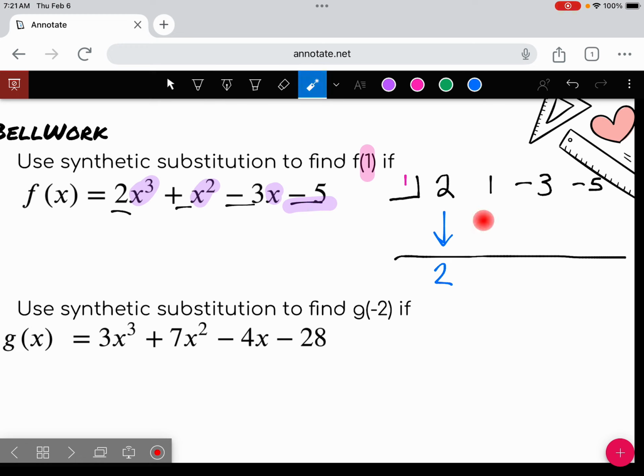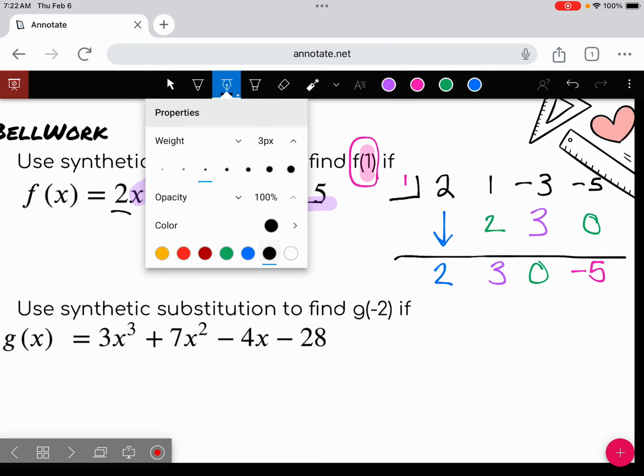What's going to go here? 2. Good. What's going to go here? 3. Here. 3. You're on a 1. Here. 0. Good. Here. 0, because 0 times 1 is 0. So the bottom one? -5. So what is our answer for the value of f of 1?